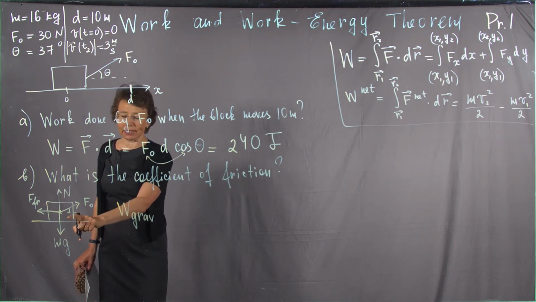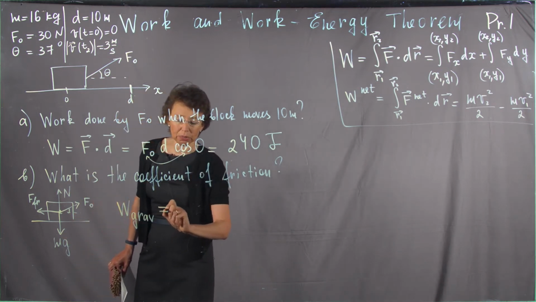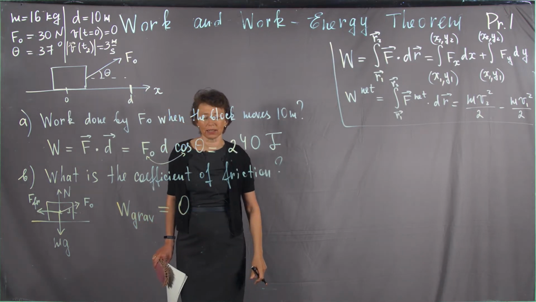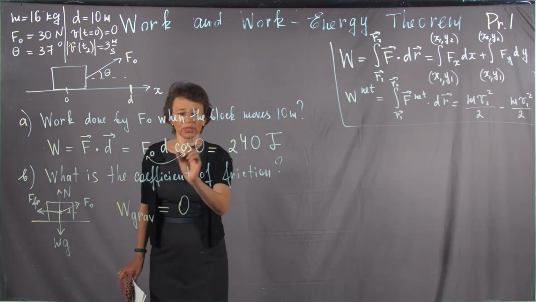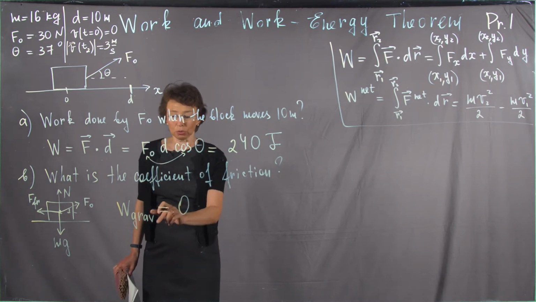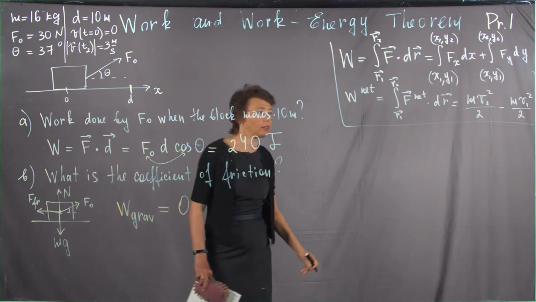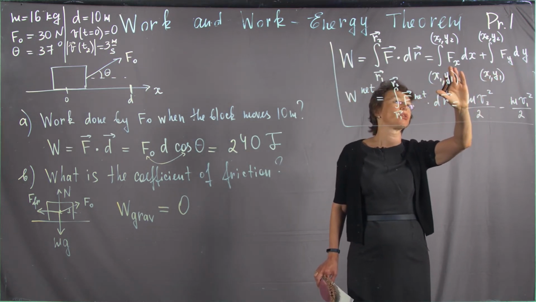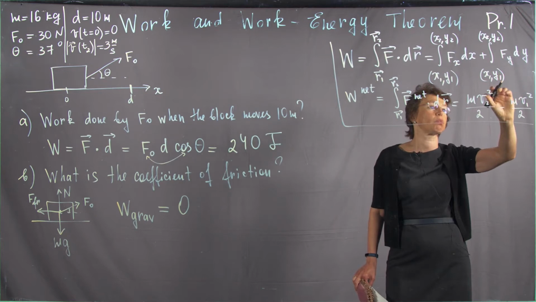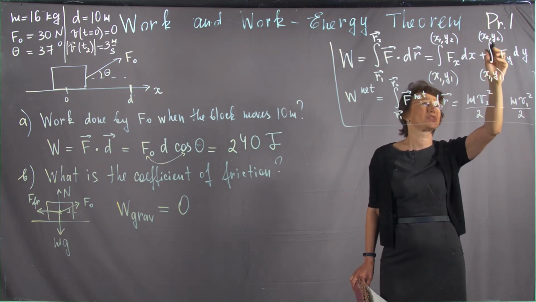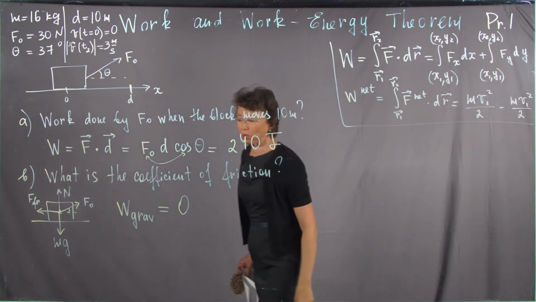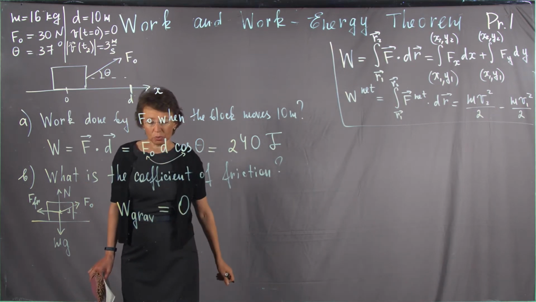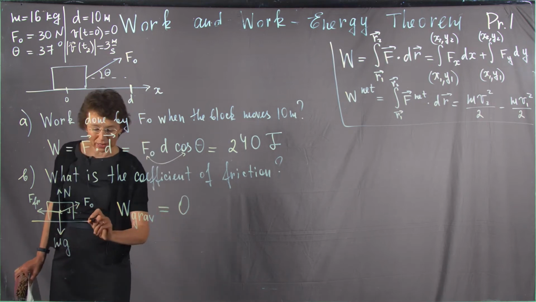Force of gravity is perpendicular to displacement. So cosine of 90 degrees is 0. Dot product is 0 and work done by gravity is 0. If you look at this formula, you will also see it immediately. You know F sub x, there is F sub y, but displacement is 0. Y1 and Y2 both are 0. There is no displacement in y. We are done with work done by gravity.